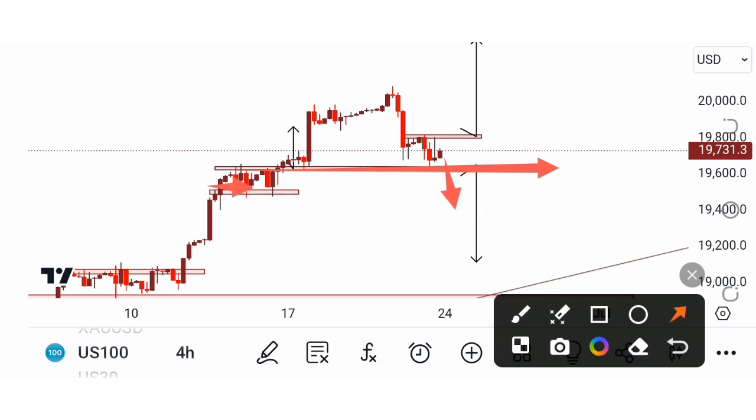I need to see the market do that, and for me that would mean the market, maybe it is coming back down, and should it break below, then a retest. I'm going to wait for that, and then that's where I'm going to start to look for sells.